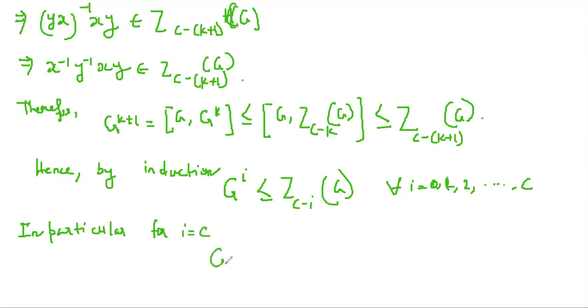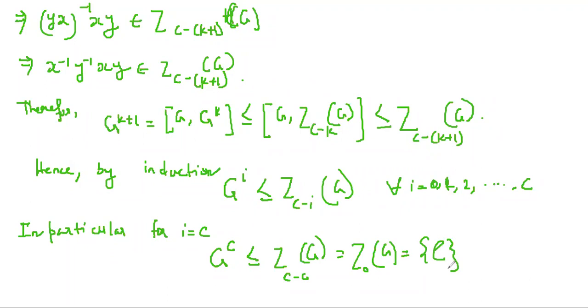We have G^C is a subset of Z_{C-C}(G), which is nothing but Z_0(G), which is, by definition, the identity. So that implies what? You are saying that G^C is a subset of the identity. That will imply G^C is just the identity, right?